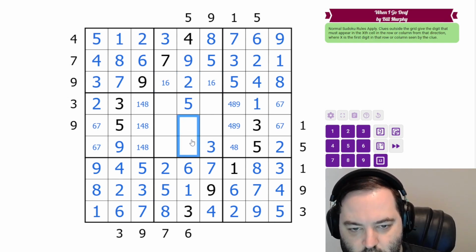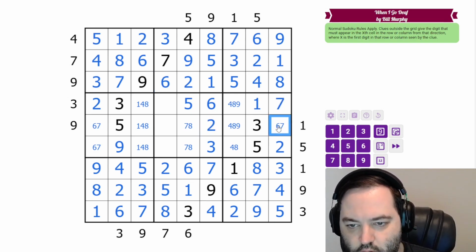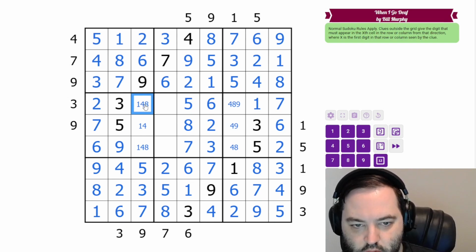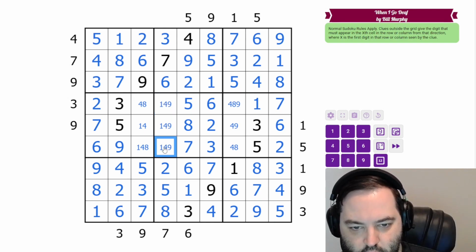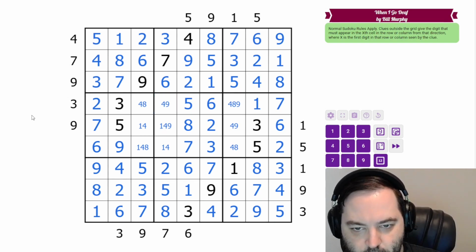Alright, these are 7 and 8. These are 1, 2, and 6. And in this row, there's a 1 and a 2. So that's 6, 1, 6, 2, 7, 6, 7, 6, 8, 7. These aren't 8. It's not 1. These are 1, 4, and 9. That one's not 9. That one's not 1.